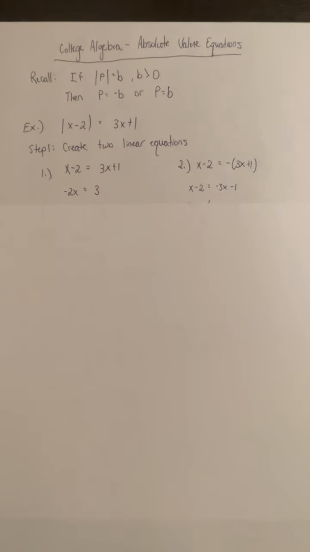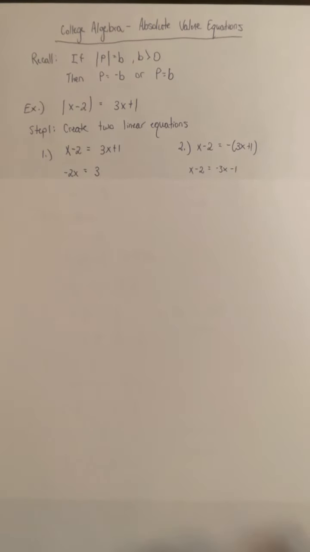So in this example problem, we have the absolute value of x minus 2, which is equal to 3x plus 1. And so we can consider the left-hand side as our P term and the right-hand side as our B term. So the first step in solving this example problem is we want to create two linear equations, one where P is equal to negative B and the second where P is equal to B. So we'll go ahead and do that.